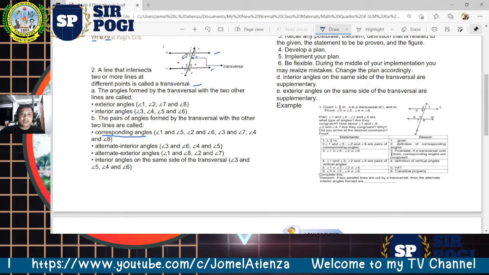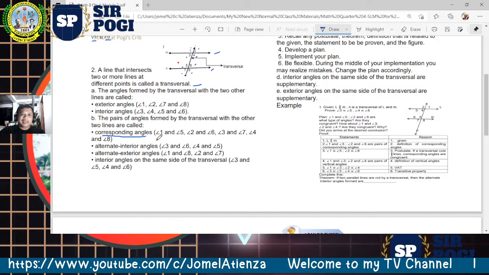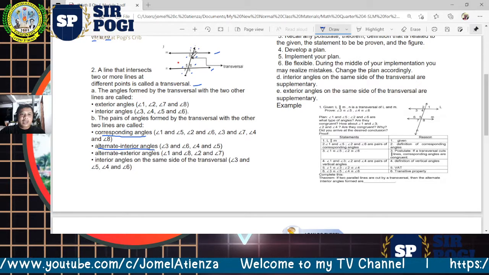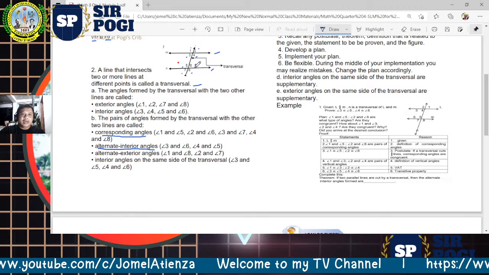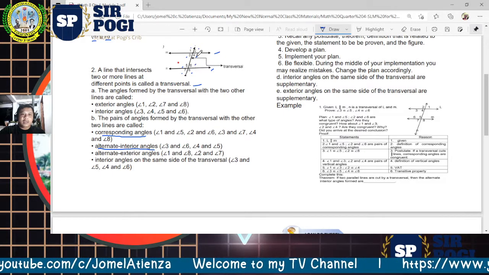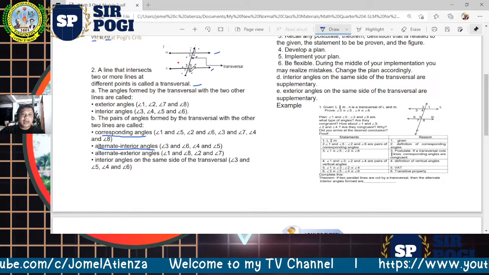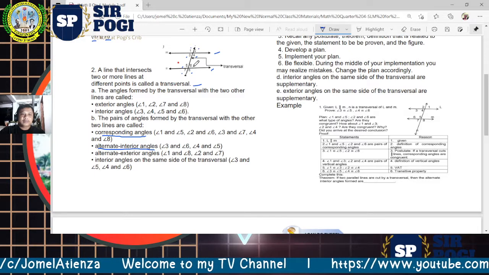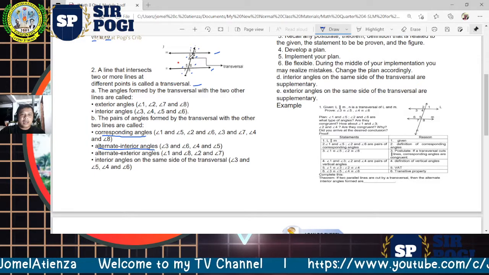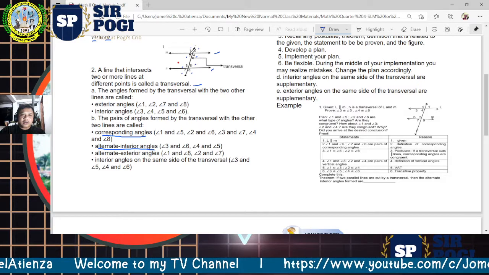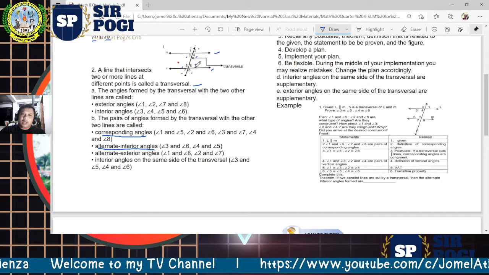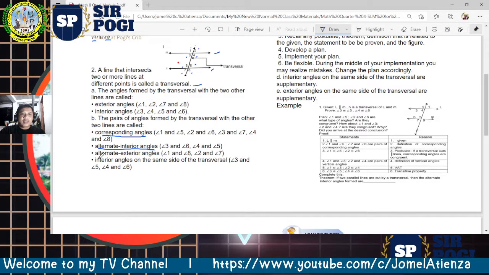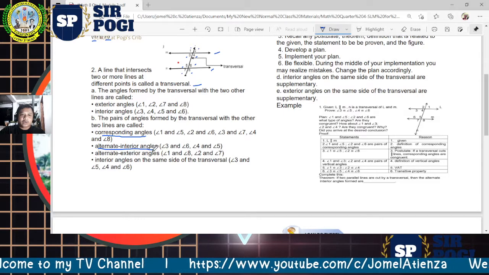And then, when we say alternate interior angles, ito naman po yon. So, interior angles, ibig sabihin nasa loob. Then, alternate siya. Diba? Alternate interior angles. So we have angle 3 and angle 6. And then we have angle 4 and angle 5. So yun yung ating alternate interior angles. So go back with that. So yung ating alternate interior angles, yan ay equal measure kagaya din nun sa corresponding angles.